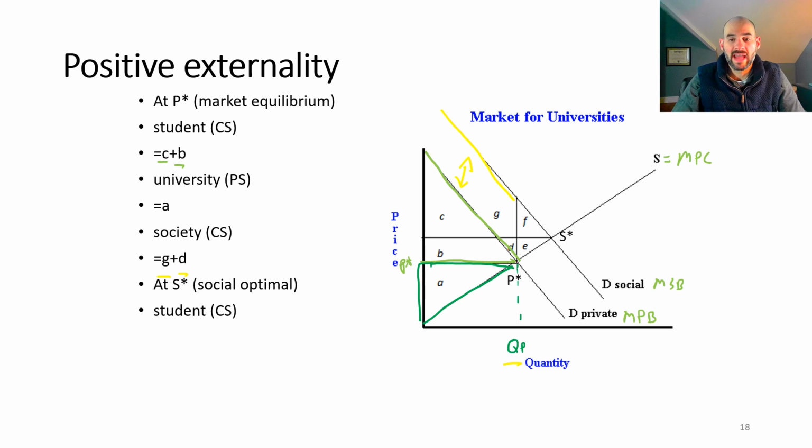And so now if we take a look at a different price, let's call that P equals S star, then we can look at the area underneath the demand curve and above the price, and we get triangle C. And so this is actually smaller than what it was for the consumers, for the students on the private market, where there is no account for the positive externality of education. And that's just because the price is higher.